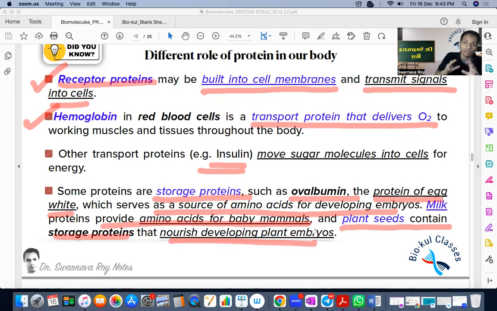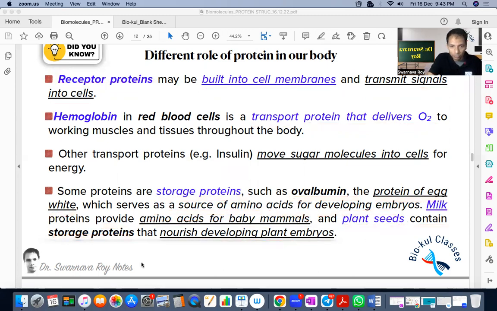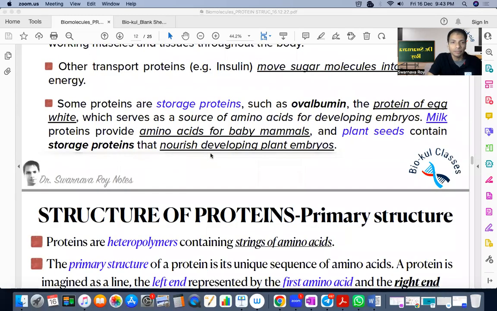Okay. So inside the plant seed, there is the endosperm, which has this kind of protein, which is supplying the developing embryo. Okay, so all these are different kinds of functions of protein.